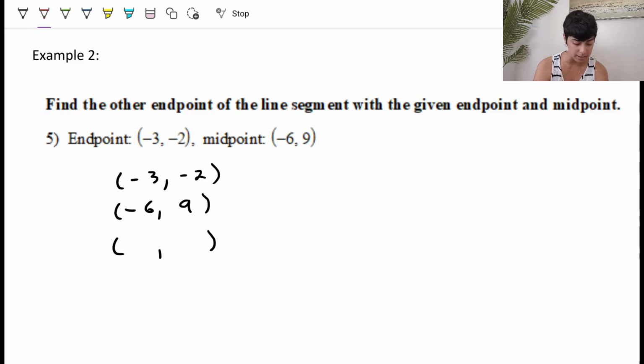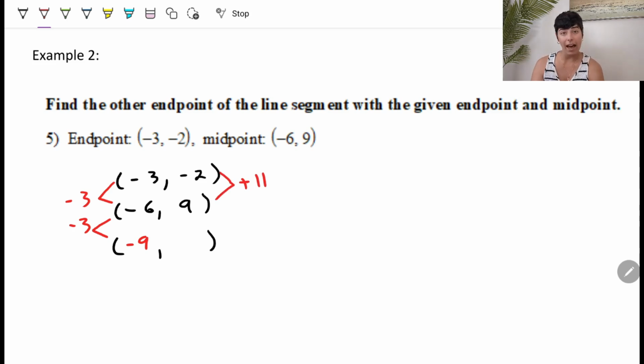Now let's start with just the x's. From -3 to -6, we went down by 3. So to get to my endpoint, I have to subtract another 3 from -6, and that gets us to -9. Now from -2 to 9, we added 11. So we're going to have to add 11 to 9 to get to our next one, and we're looking at 20. So our endpoint is at -9, 20. And that is how you can either find the midpoint or find the endpoint.